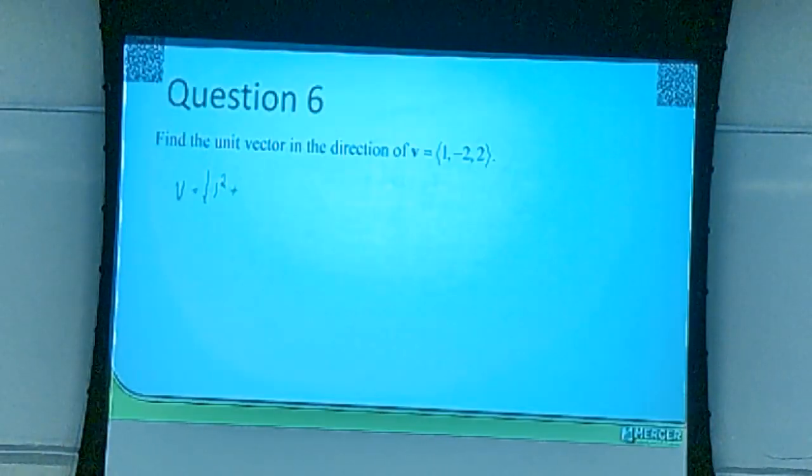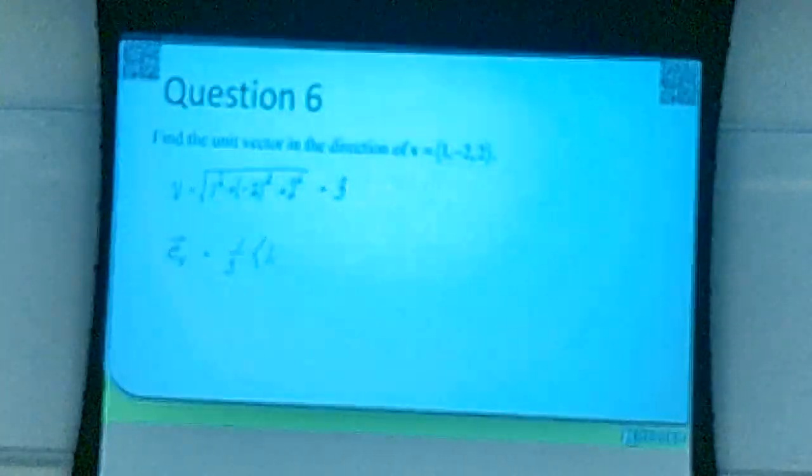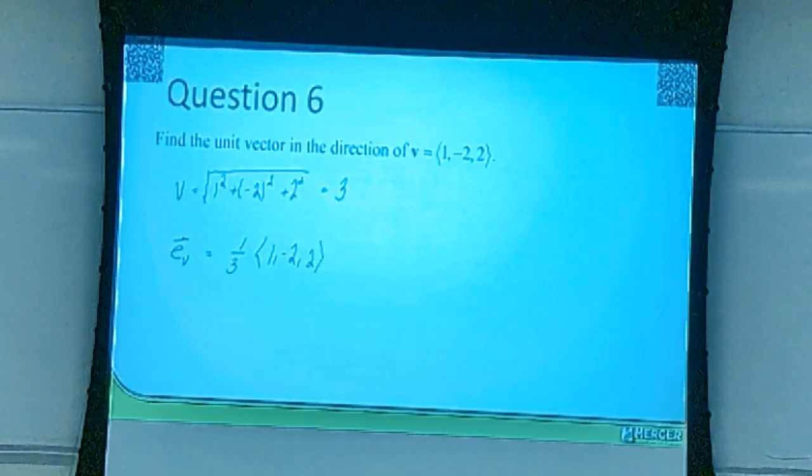1 squared plus negative 2 squared plus 2 squared, square root, right? Oh, that's nice. That's 3, isn't it? So our unit vector in the direction of V is 1/3 times V.